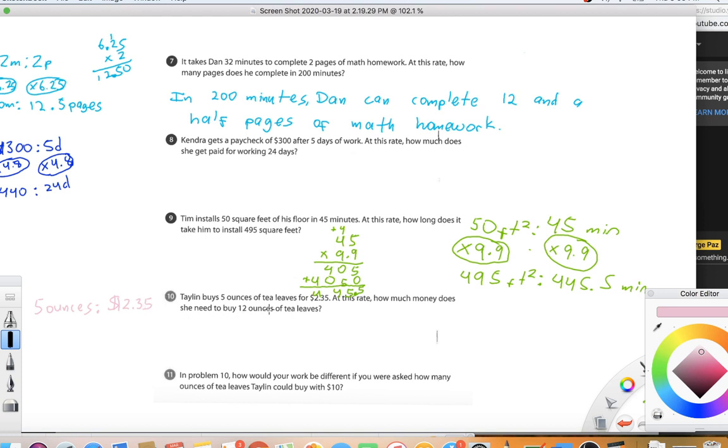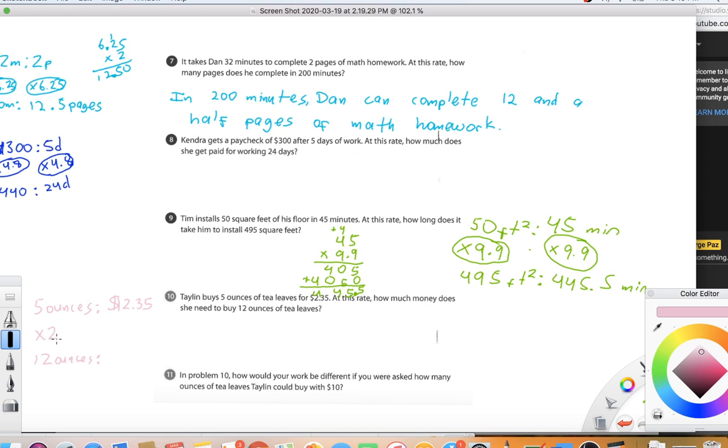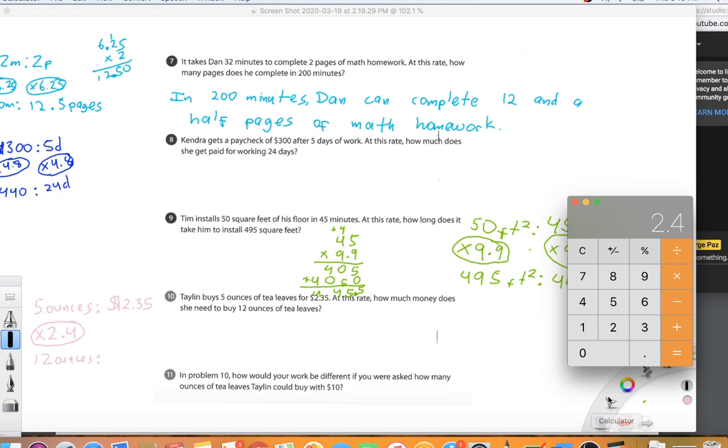Okay. So at this rate, how much money does she need to buy 12 ounces of tea leaves? 12 ounces. Again, I can't do 5 times something to give me 12. It's really hard in my head, so I'm going to do the opposite: 12 divided by 5. So, calculator again. 12 divided by 5 gives me 2.4. That means that if I do 5 times 2.4, I would get 12. So 5 times 2.4 gives me 12. So it works out.